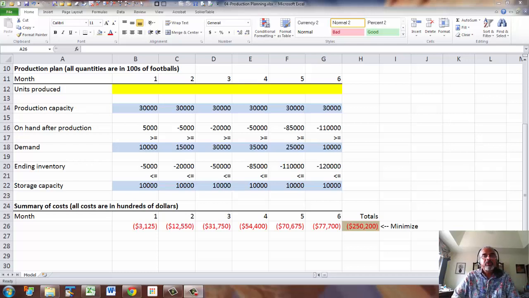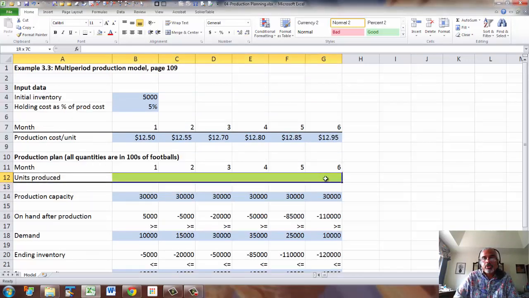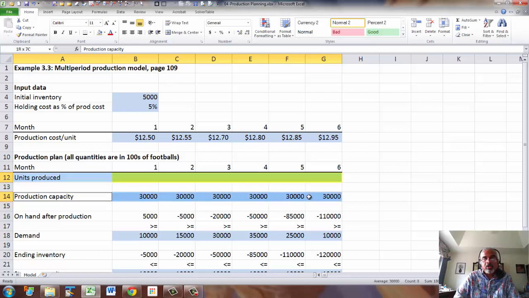Now, before we get into solver, let's give some names here. Units produced, production capacity, tick and hold control, and then do the highlighting. So that way non-contiguous range can be highlighted.